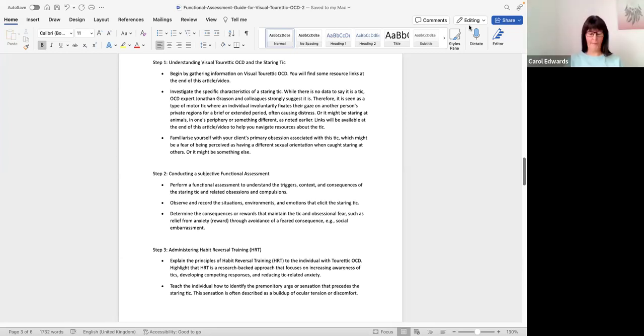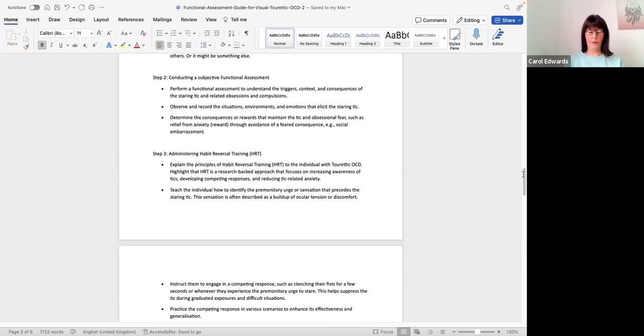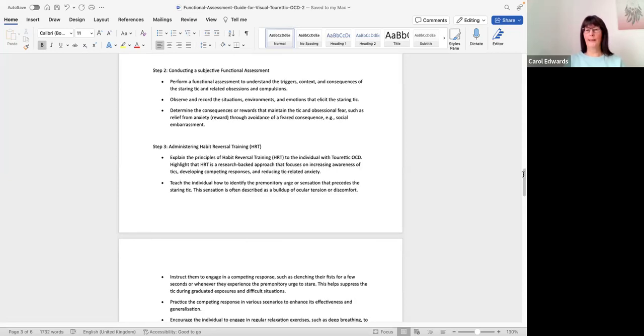Great. So now we come to conducting a functional assessment. I'll say functional assessment, but I don't really want to use that word because then it sounds like it's been approved, and this is really a guide, from personal experience, like I said earlier, and observations.